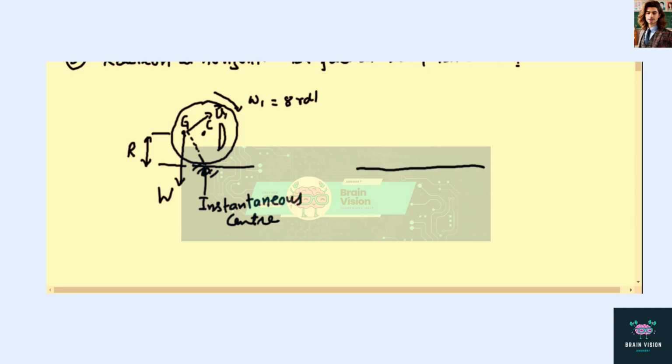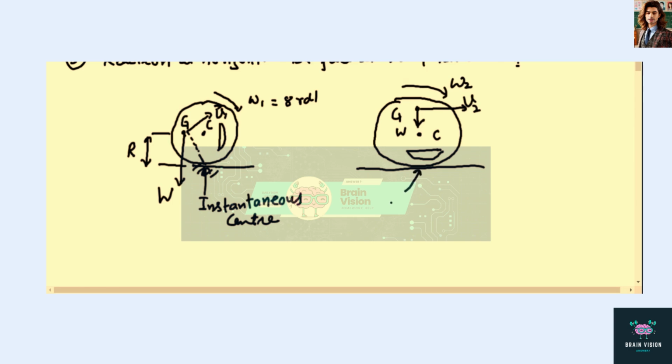When it rolls down and the center of gravity lies just above the geometrical center, at this situation, this is C, this is G. Here the weight of the body will act, and here it will be V2, and this is omega 2, and this will be the instantaneous center, and this distance will be R plus r, that is 0.24 meter.